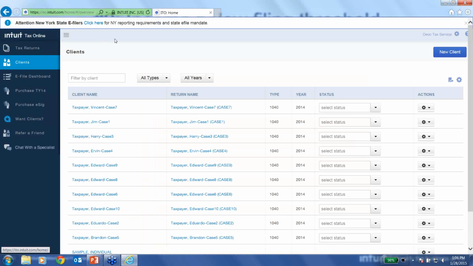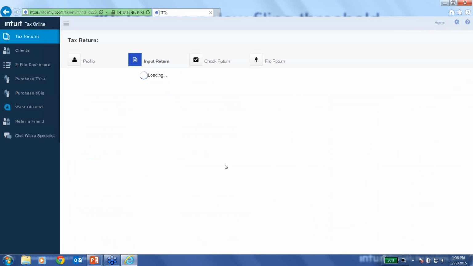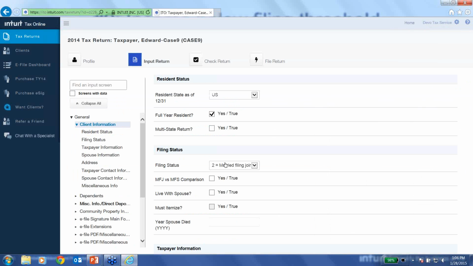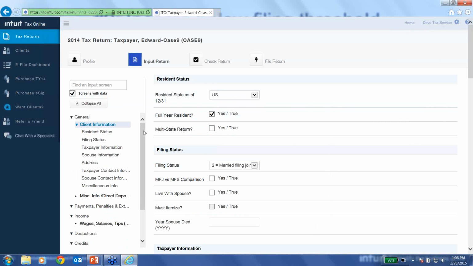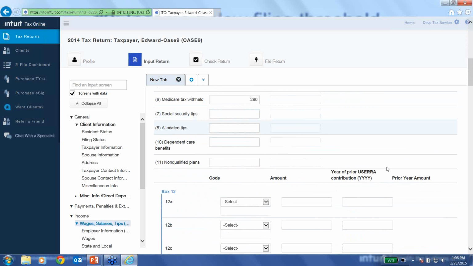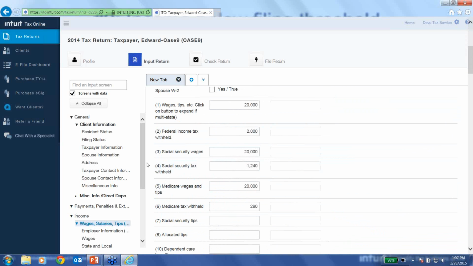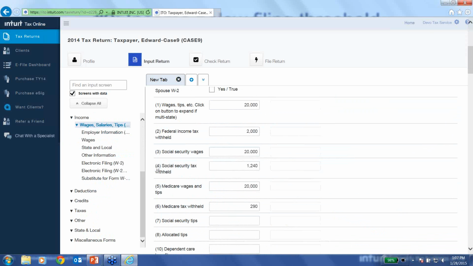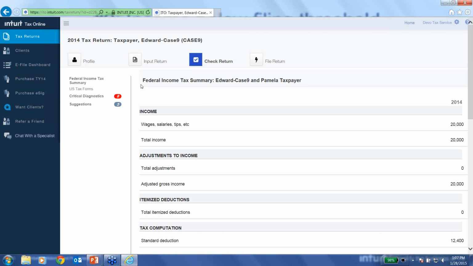Go to use case number 9. So for this household, they have wages of $20,000. And they didn't need to make any other entries. We're going to check their return.